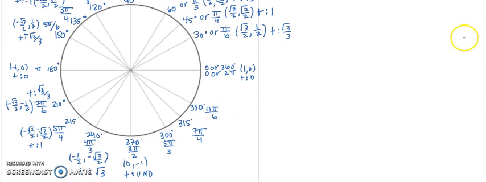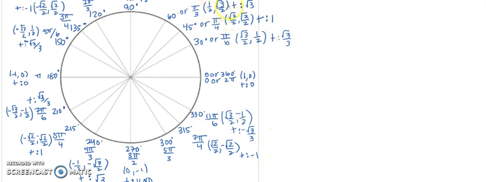Like on this one here, let's do this one here first. So on this one here, we went positive root 3 over 2 down a half. The tangent would be negative then, so negative root 3 over 3. Here we went positive root 2 over 2 down root 2 over 2. And the tangent here would be negative 1.